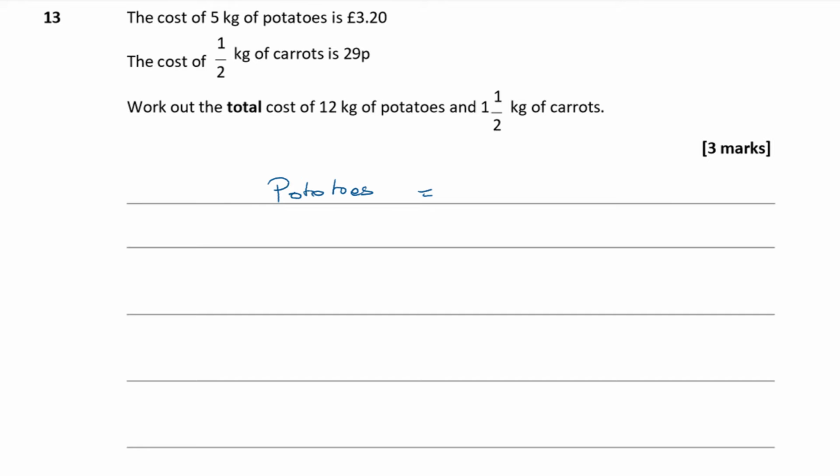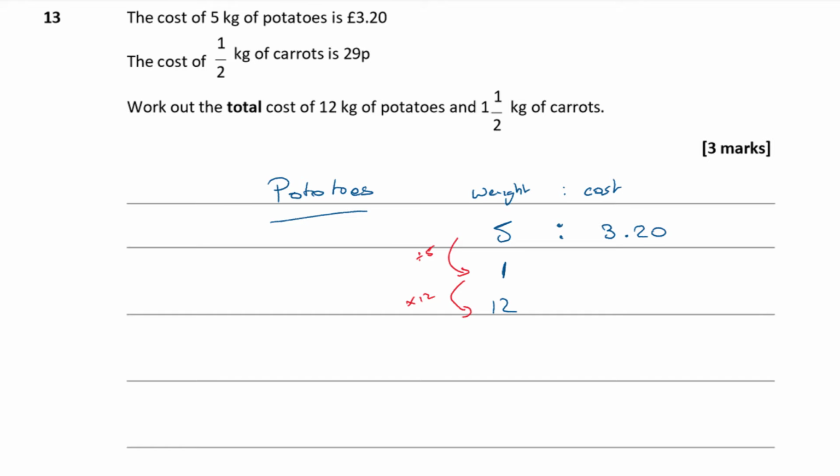Okay, so what we're going to have to do is, I think I'm going to use the unitary method, which is a ratio approach. So I know the weight to cost ratio of my potatoes: 5 kilograms costs £3.20. Now we want 12 kilograms, so we want to change that 5 to a 12. The unitary method is called the unitary method because you go via 1, which is like the unit length. So in order to do that, we're going to take our 5 kilograms, divide it by 5, and that will tell me 1 kilogram, and we're going to times it up by 12 to get 12.